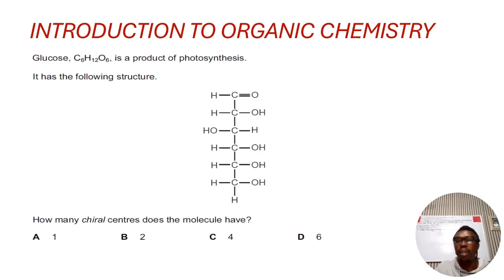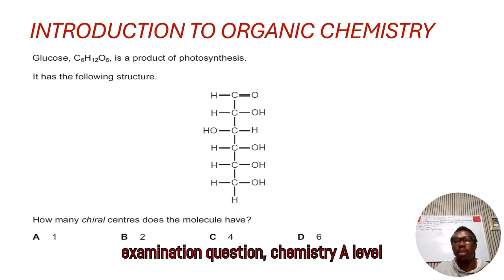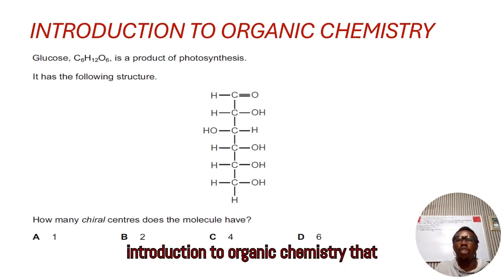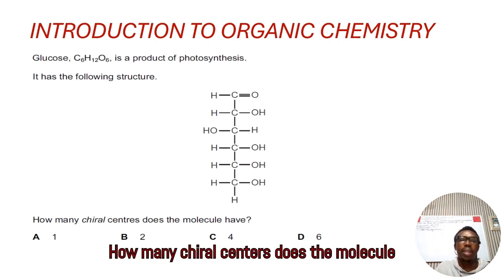We're still dealing with stereoisomerism. This is a typical examination question, a chemistry A-level question, AS paper 1 question on Introduction to Organic Chemistry that has to do with stereoisomerism. Now, glucose, C6H12O6, is a product of photosynthesis. It has a structure. How many chiral centers does the molecule have?